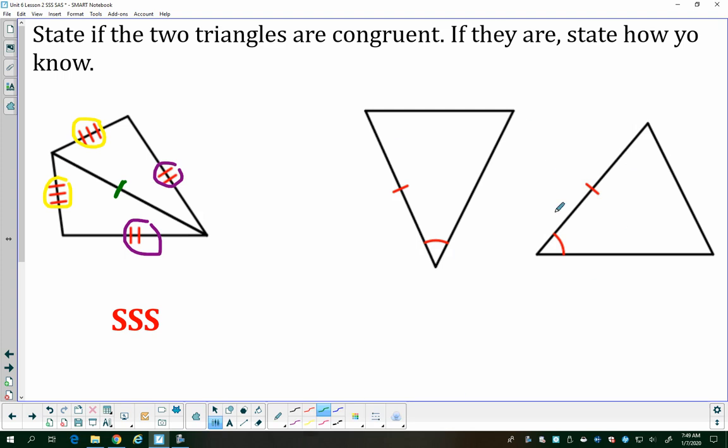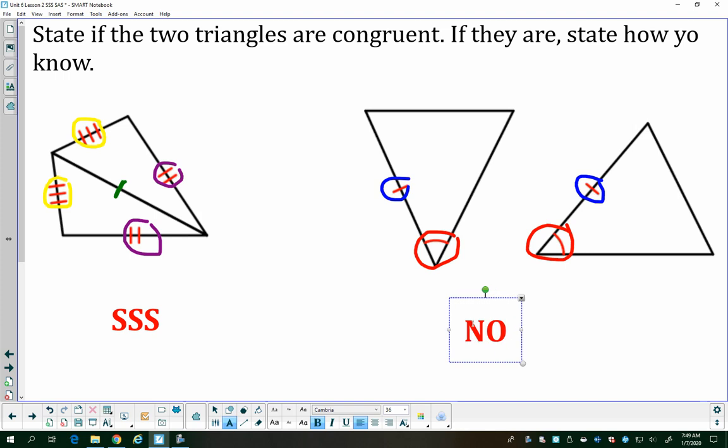Over here, the triangles don't overlap at all, so I can't have the reflexive property. I'm not going to have any vertical angles. What I do have is one pair of sides that each have one tick mark, and I have one pair of angles that are congruent. But I don't know a third piece of information. So I can't have side, side, side because I only know one pair of congruent sides. I can't have side angle side because I only have one pair of congruent sides. And so therefore, we can say that these two triangles are not congruent.